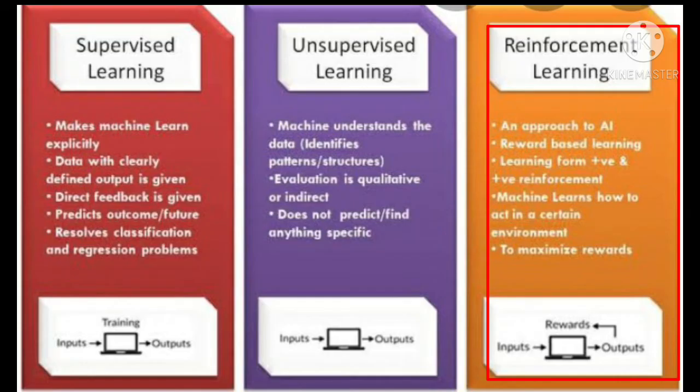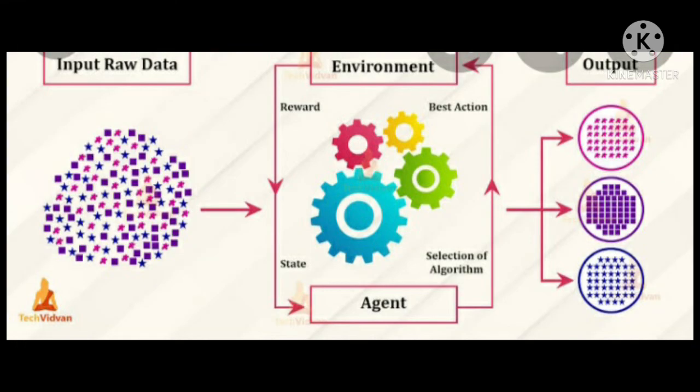And the next is reinforcement learning, in which the neural network learns based on the feedback received by it. It can be positive or negative. If it is positive feedback, it will help the system to recognize the right or correct output. And if it is negative feedback, it helps the system to recognize incorrect or wrong output.